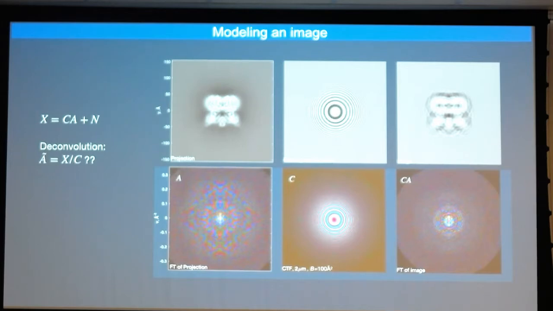There are zeros in the contrast transfer function, and there's noise in the image. So together, those produce a catastrophic situation. Okay? The computer will complain about the division by zero, and if it didn't, then the noise would still be blown up at those frequencies where the CTF is zero, and so we have to do some kind of trick.